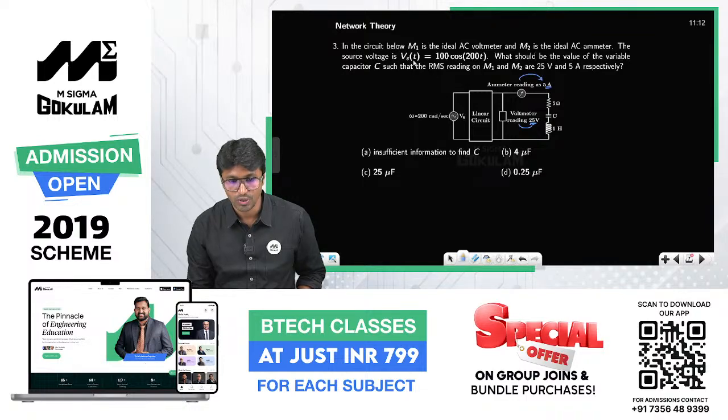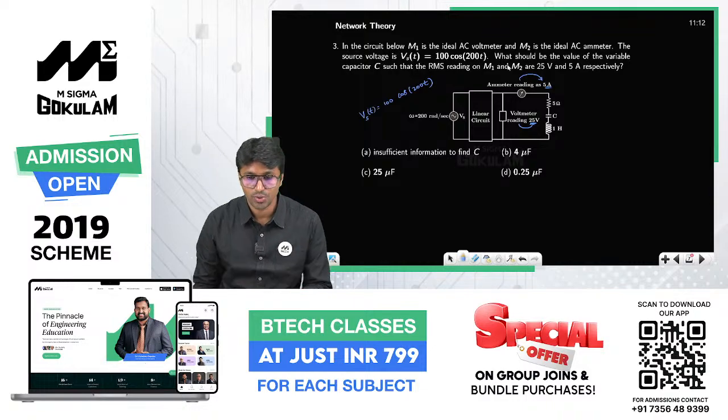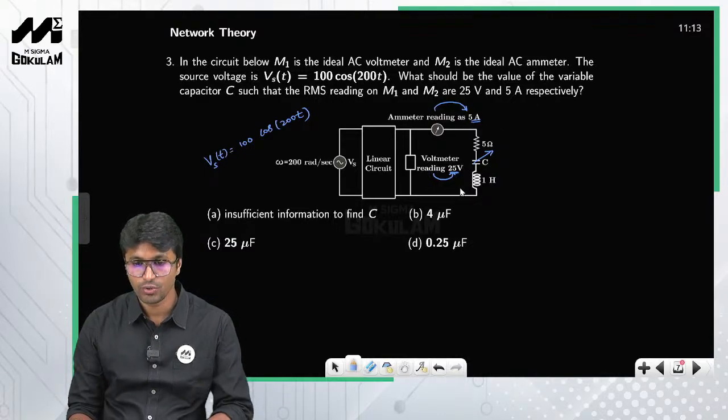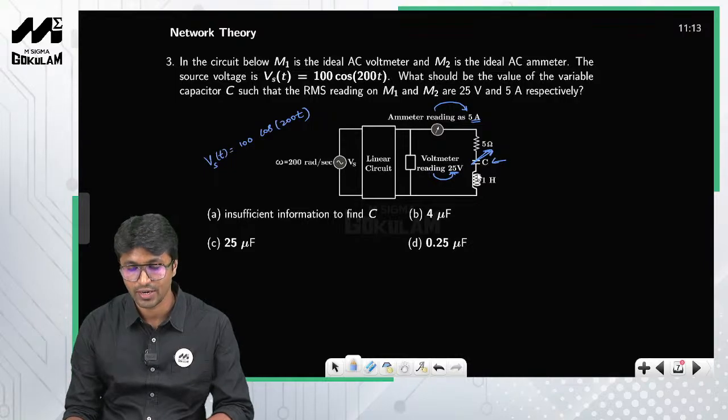So the source voltage Vs of t is equal to 100 cos 200t, right? 100 cos 200t. What should be the value of the variable capacitor? So this is a variable capacitor such that the RMS reading on M1 and M2, so look at this, the voltmeter reads 25 and the ammeter reads 5 amperes respectively. So therefore you have to find the value of this capacitance, right? So you are asked to calculate this capacitance.